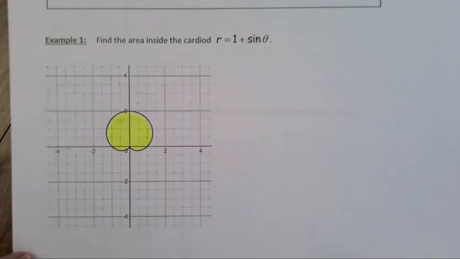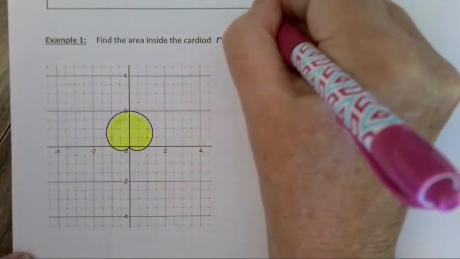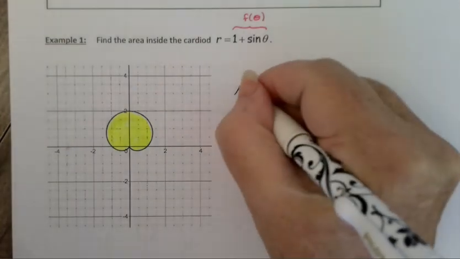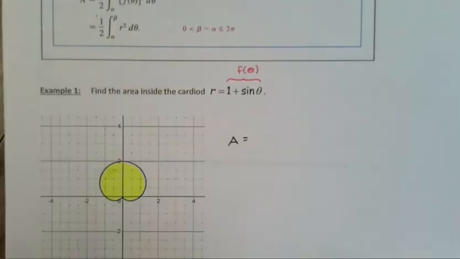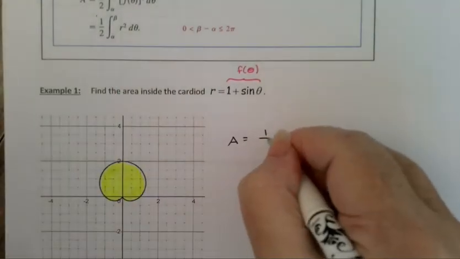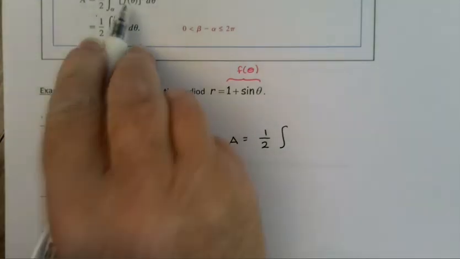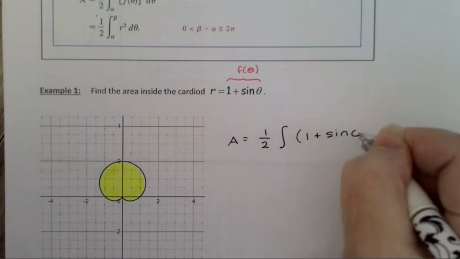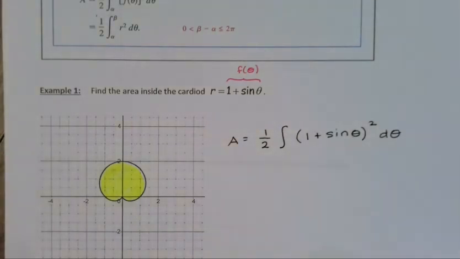So here's our f of theta. Right away, I can say that my area is going to be the integral of, or actually, you might notice here we did pull the 1/2 out of the integral. That's always kind of a nice thing to do, so I'm going to do that as well. Of r squared, or f of theta squared. That in our case is 1 plus sine theta squared d theta.